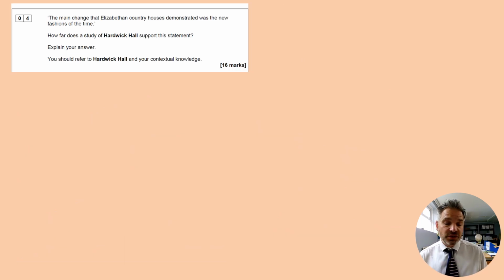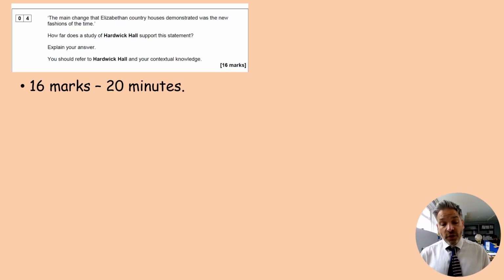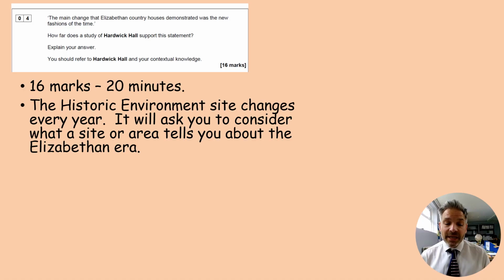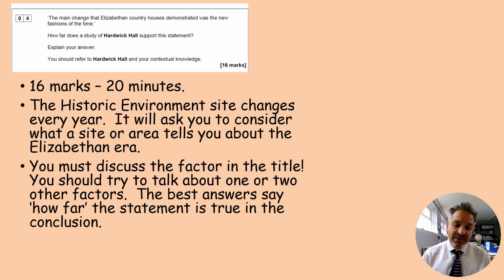Now, the last question I am not going to spend a lot of time on because this is the historic environment question and really requires a focus in and of itself, but it is the essay question, and you know that the site changes every year, and it'll ask you to consider what a site or an area, in this case it's Hardwick Hall, but in 2024 as I'm doing this it's Drake's Voyages of Discovery, so it's the Atlantic and Pacific Oceans, and it's going to ask you to look at a factor that you have to talk about in the title, but you've also got to talk about other related factors.